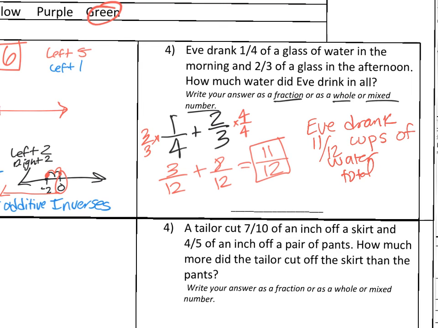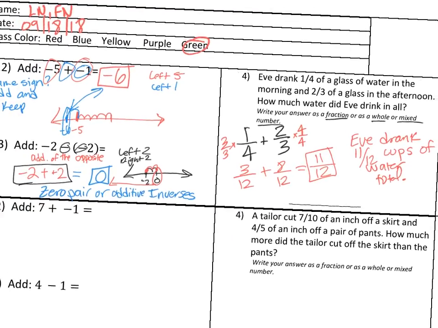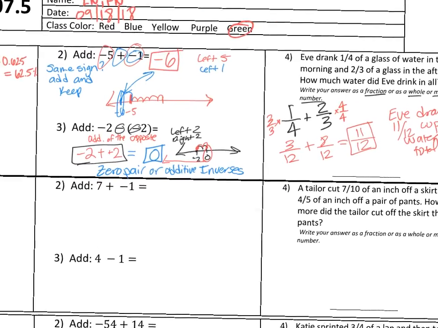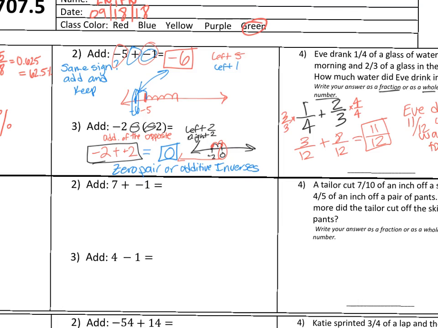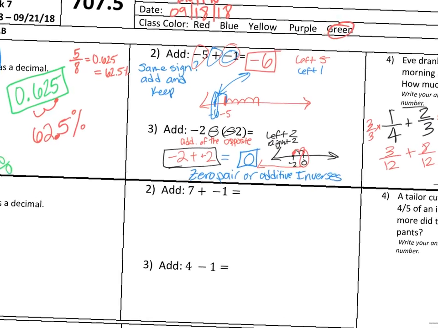So for number 4, each day, I want you guys to write a sentence. I want you to solve it as a fraction, not as a decimal. And always box your answers. Number 2 and number 3 for each week, I want you to write a number line. I want you to write the steps. And then obviously box your answer.